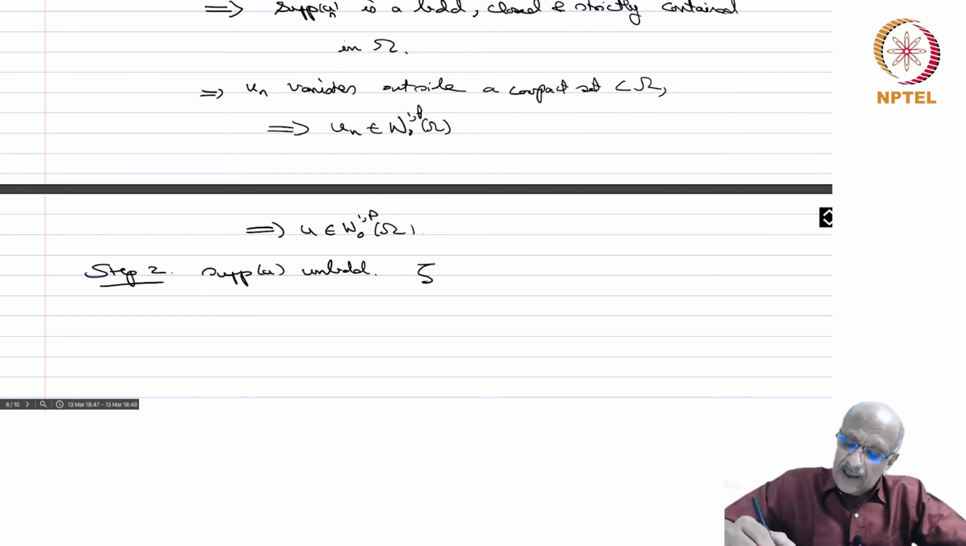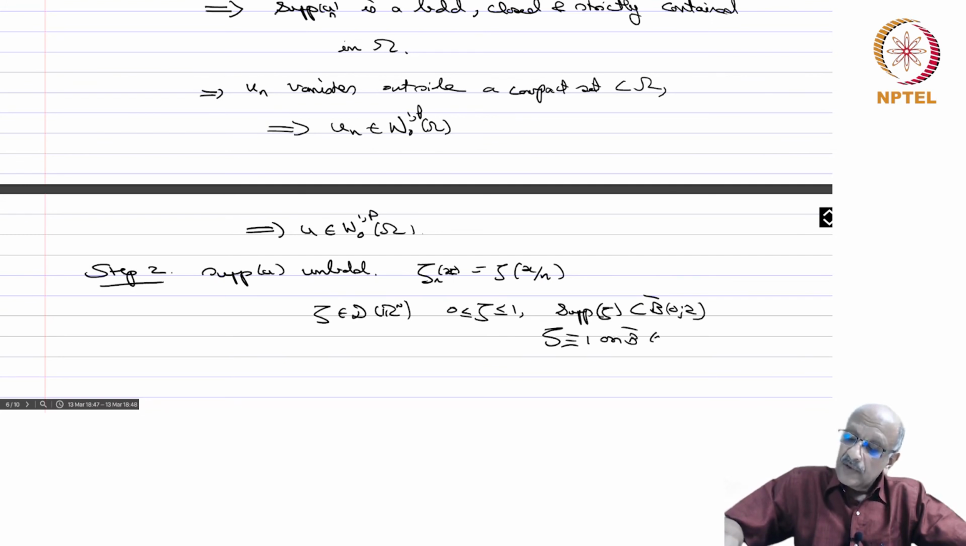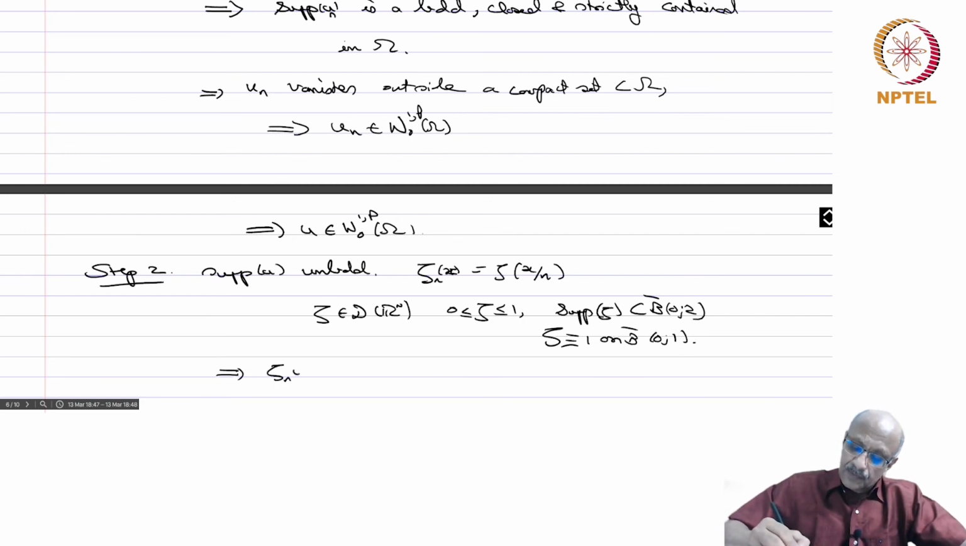So then you have zeta n of x equal to zeta of x by n. This is an old friend where zeta belongs to D of Rn, 0 less than or equal to zeta less than or equal to 1, support of zeta is in the ball center origin radius 2, and zeta identically 1 on the closed ball center origin radius 1. Then we know that zeta n u goes to u in W1p omega.